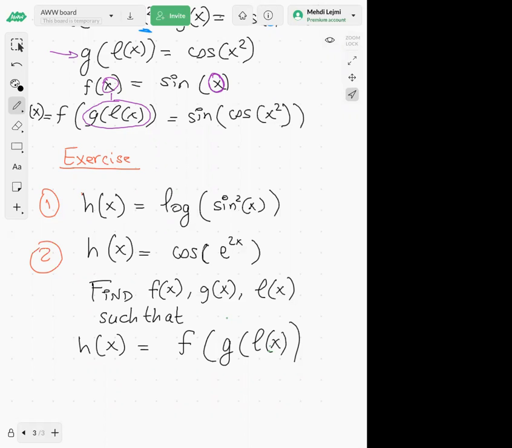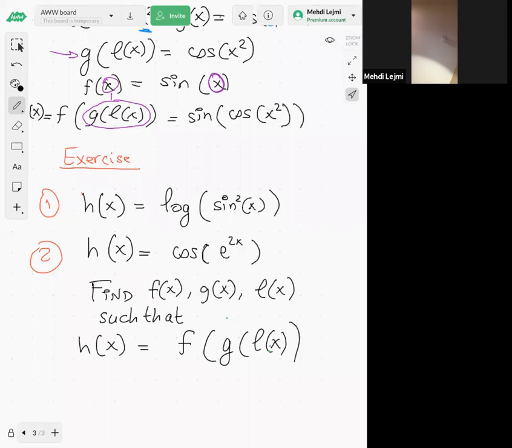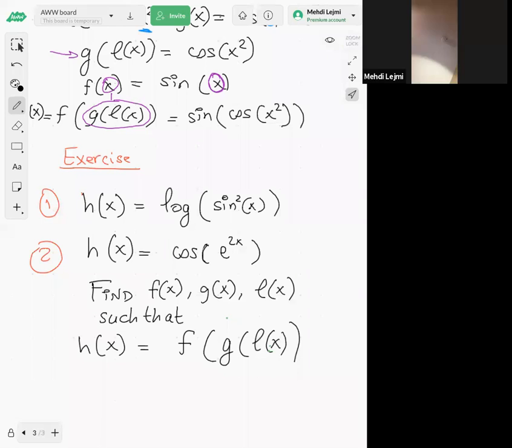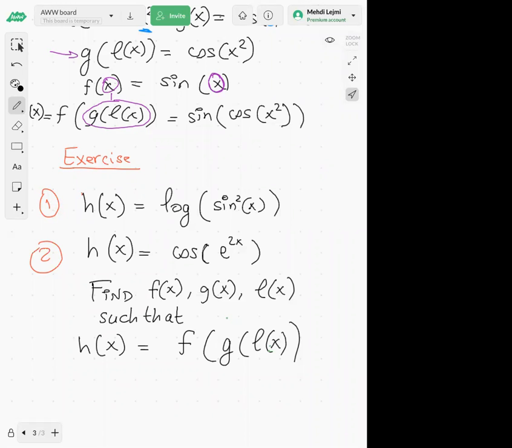So f equal to log of x. For number one? Yeah, absolutely. G equal to x squared. Yep, very good. And L sine of x. Yes, absolutely, very good.